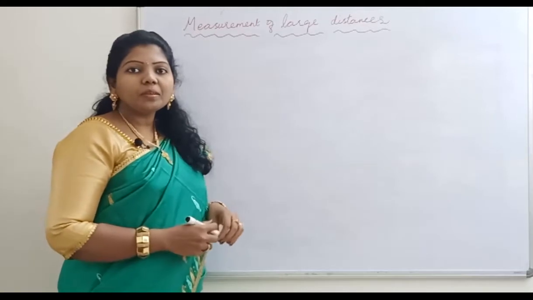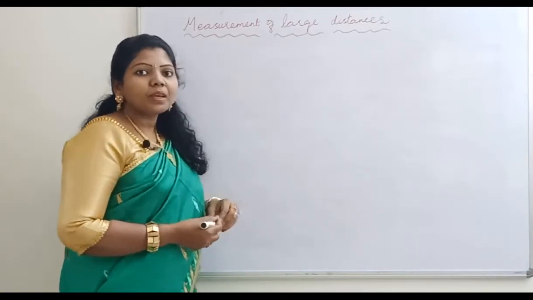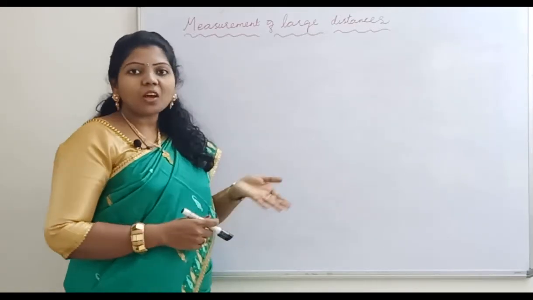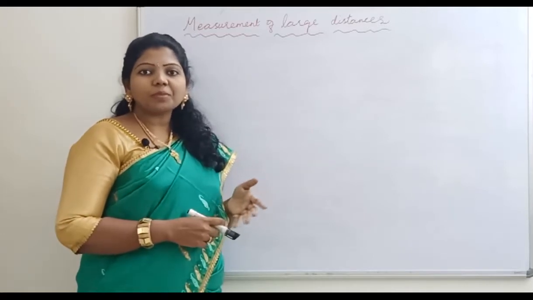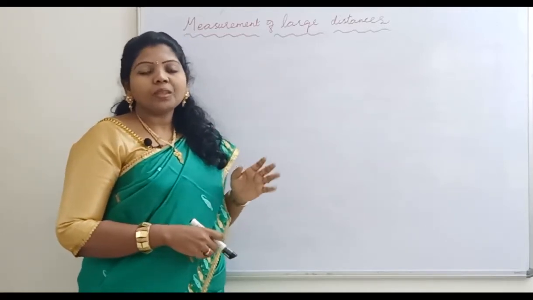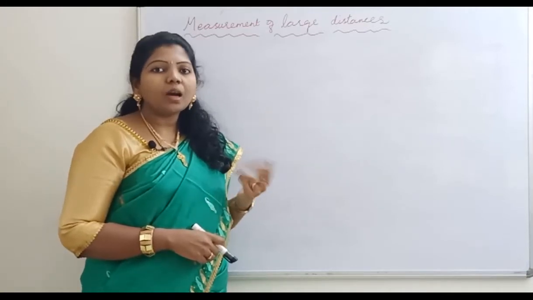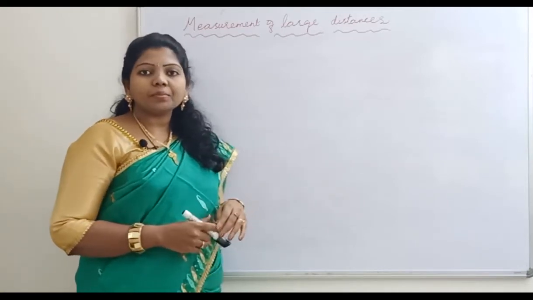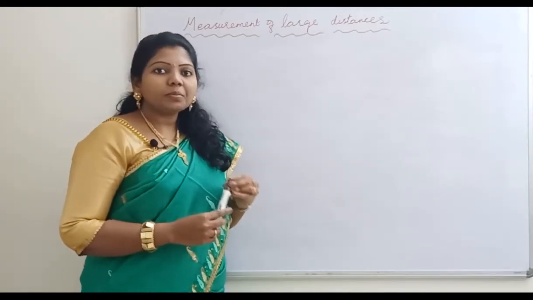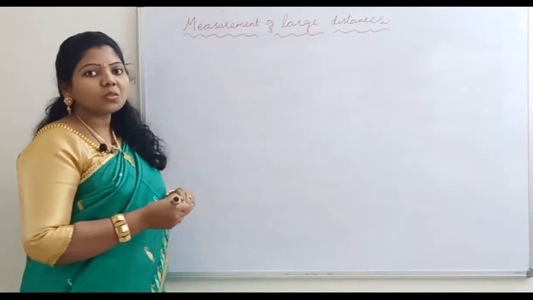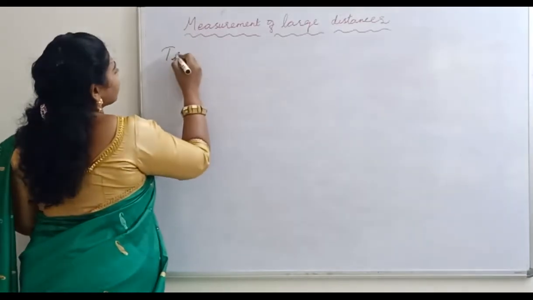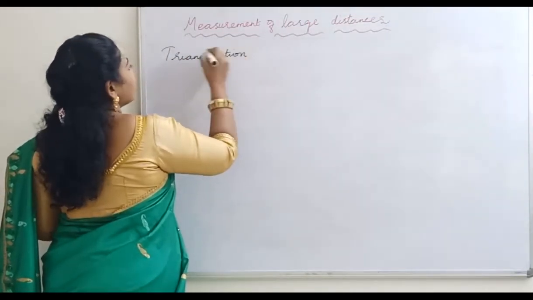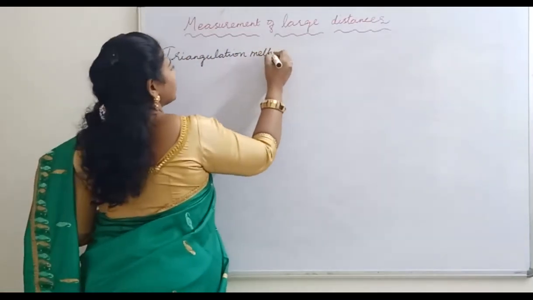Next we are going to see about measurement of large distances. Previously we have seen how to measure small distances. So now, how to measure large distances? Suppose you want to measure the height of a tall building, or the height of a tree. How can you measure from the ground? It is very difficult to measure the height of a building. So there is one method to measure large distances. That method is called the triangulation method.